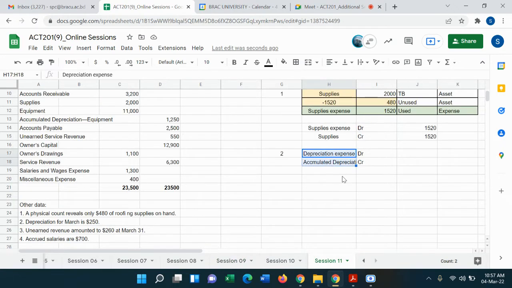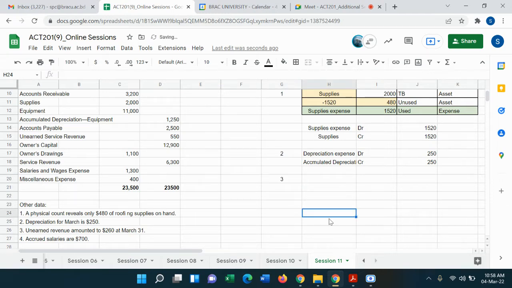And this is the depreciation. Each accounting period we have to record this depreciation. They did not record it yet, now we have to record it. It's an accrual basis of adjustment. That's why we don't have to look at the trial balance. So this is depreciation expense and accumulated depreciation. They mentioned that depreciation for March is 250, so 250 is the amount of depreciation.